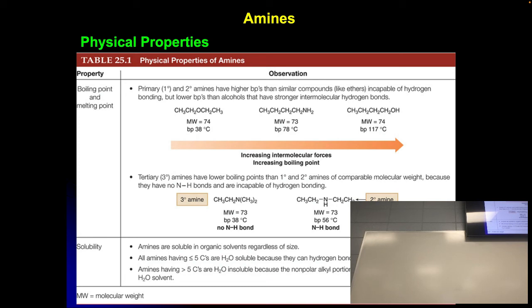Okay, and you can see this quite easily. If you have a tertiary amine, there is no hydrogen on the nitrogen, right? Notice the boiling point of that is 38 degrees. But if I rearrange things just a little bit and I make this amine, now I have an NH, same molecular weight, but now it can form a hydrogen bond. It goes up by almost 20 degrees Celsius. So the hydrogen bond gives it a higher boiling point.